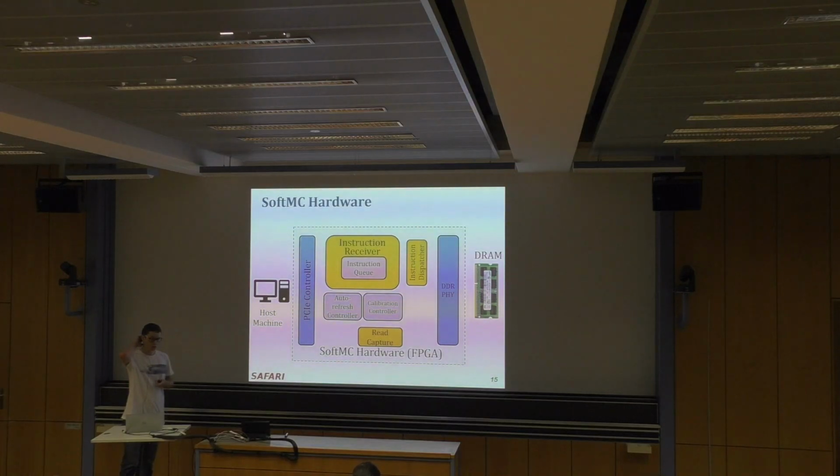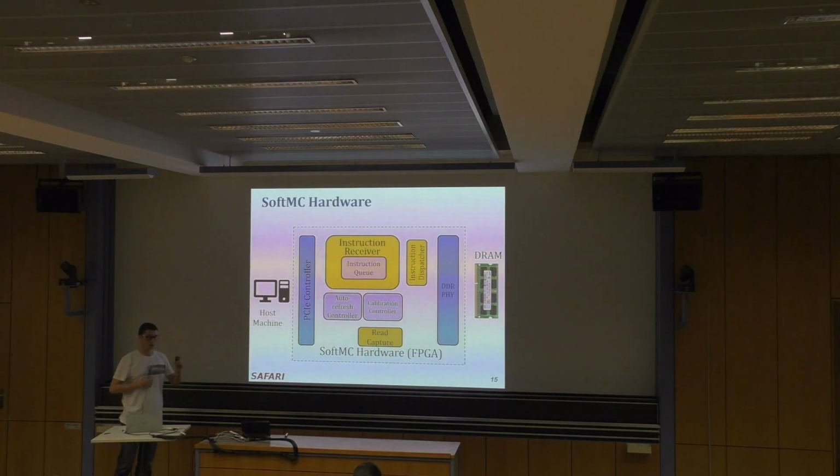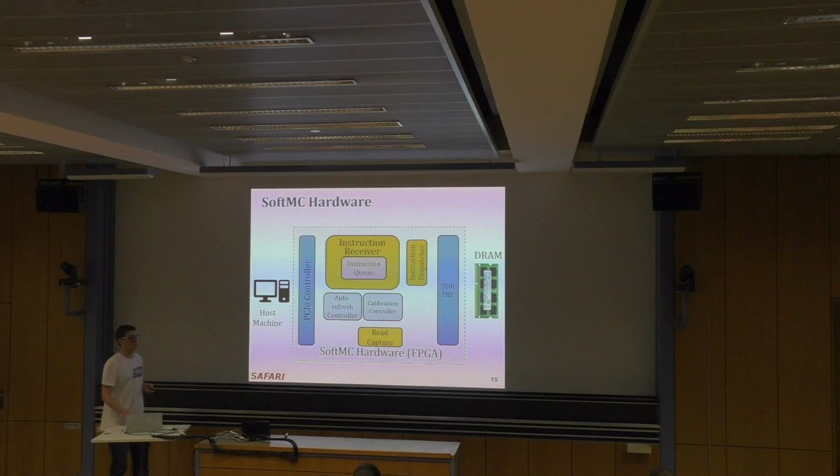Okay, but in this instance, I think we were running the FPGA at 400 megahertz, and the DRAM was working at 400 megahertz. And the PCIe actually was not a bottleneck. It was reading data fast enough to basically not cause any bottlenecks.